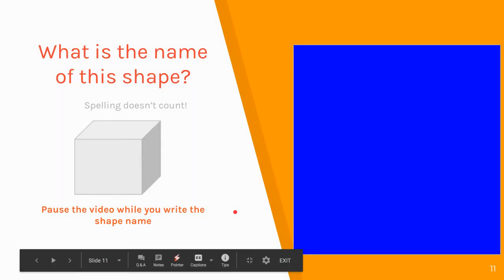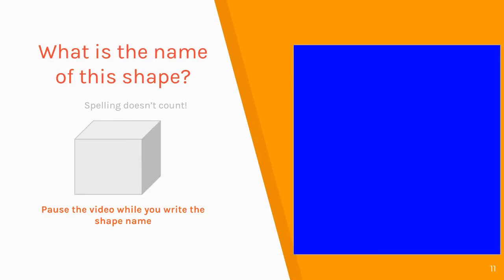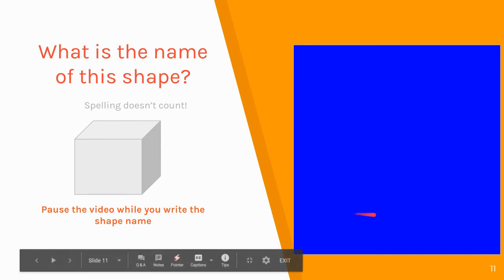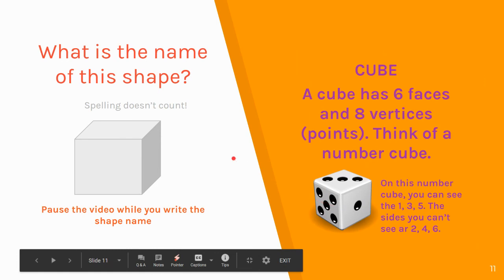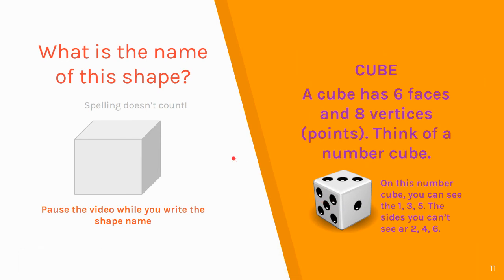Okay, this is your last one. You're almost to the end. What's the name of this shape? That's right, it's a cube. A cube has 6 faces and 8 vertices, or points, just like your rectangular prism. But all of the faces are equal.